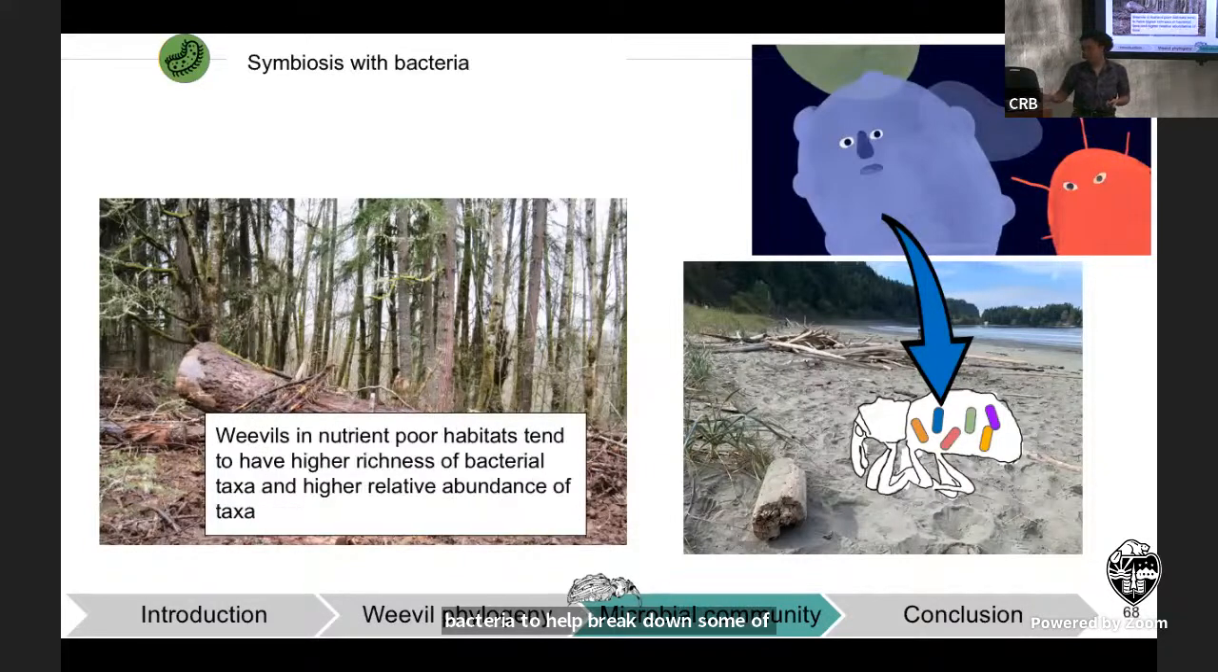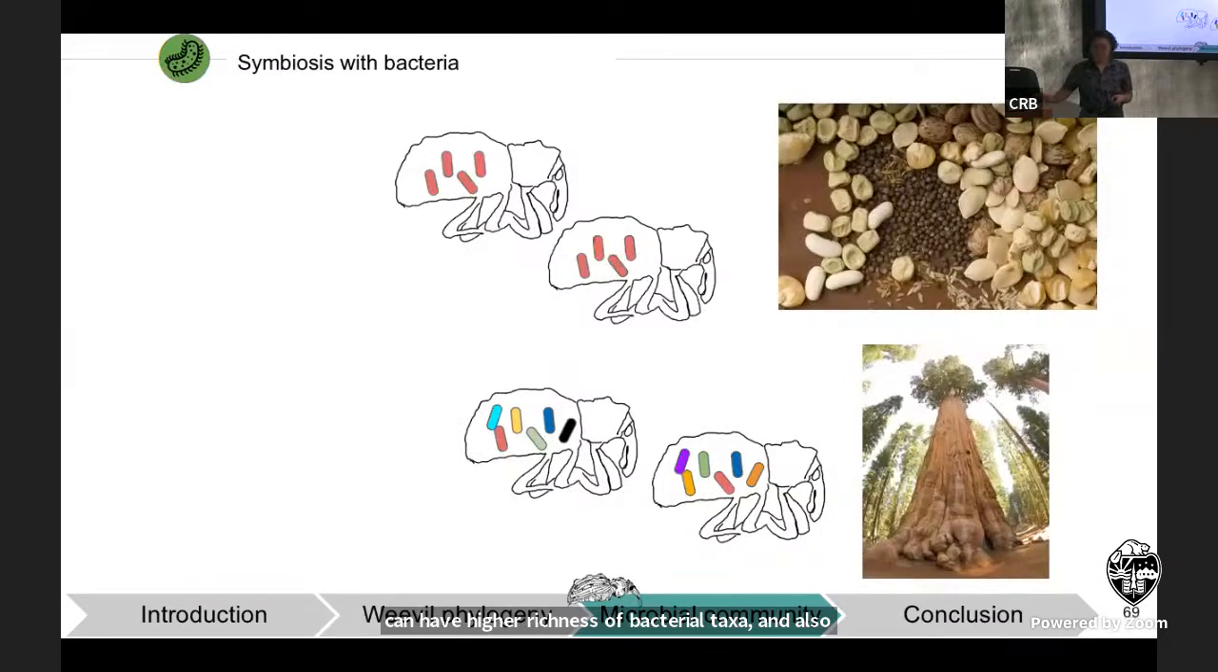And what is known is that weevils in nutrient-poor habitats tend to have higher richness of bacterial taxa and also higher relative abundance of those taxa. And so what I mean by that is if you're a weevil, you're eating a nutrient-rich resource, you will probably still have endosymbiotic bacteria, but you might not have lots of different types of endosymbiotic bacteria trying to break down your already rich nutrient food source. Whereas if you're eating something nutrient poor like wood, you might have a lot of varying different types of microbes to help you to break down that material.